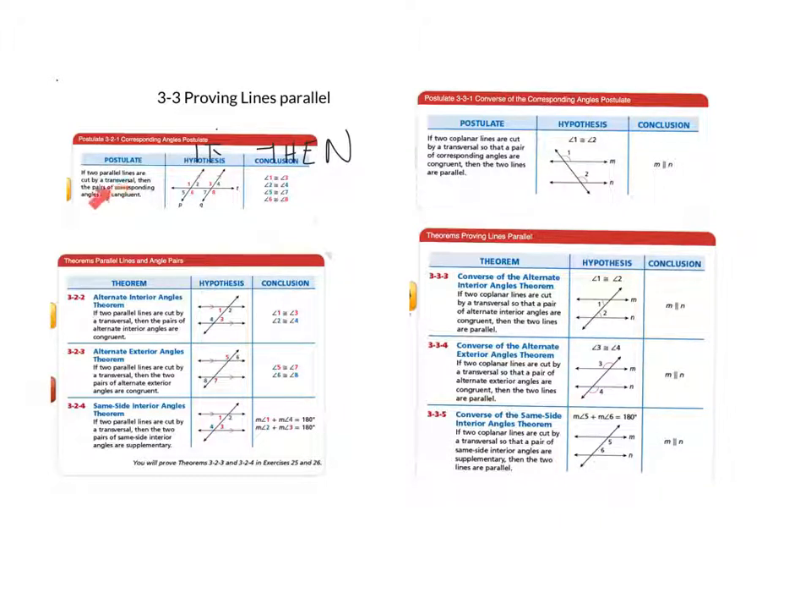If we have two parallel lines that are cut by a transversal, so these are parallel lines right here with our little caret, cut by a transversal T, then the pairs of corresponding angles are congruent. So if we have parallel lines, then the angles are congruent. Alternate interior angles: if we have parallel lines, then the angles are congruent. Alternate exterior angles: if we have parallel lines, then the angles are congruent.